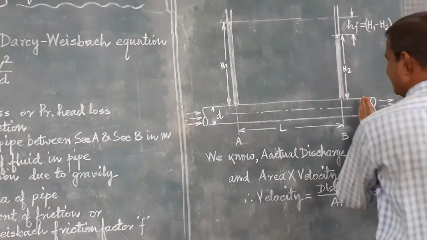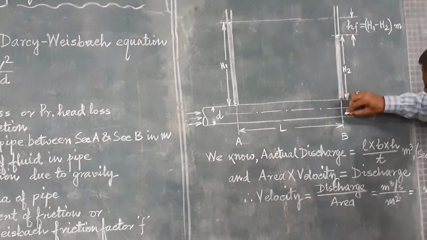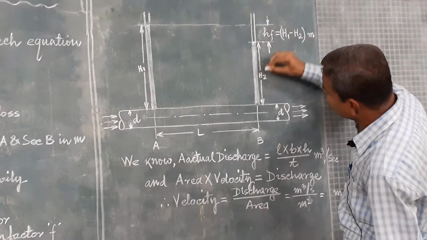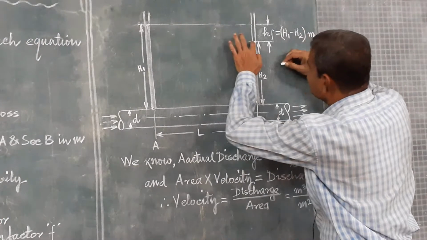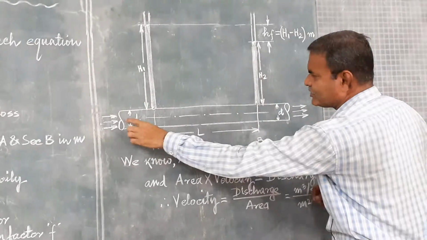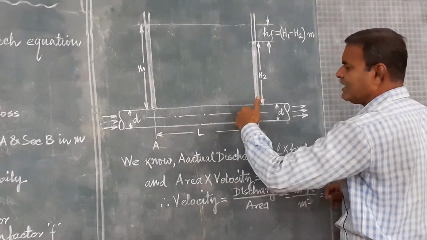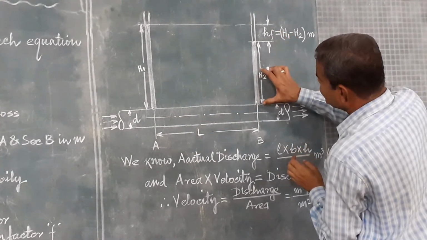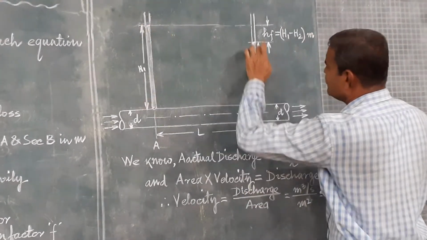Similarly, in section B there is also a small hole on the pipe. The fluid will rise upwards through this piezometric tube, but this height will be lower than the first height because of the pressure head loss due to friction. As the fluid passes through the pipe, due to the internal friction of the pipe, the pressure head will drop. So this height will be h2. This is the bigger height, this is the smaller height.